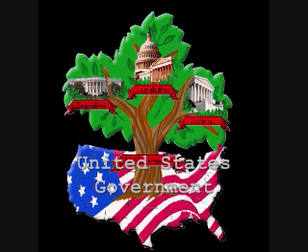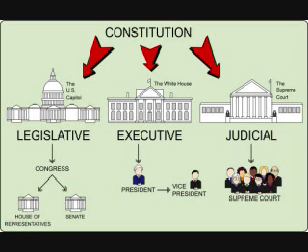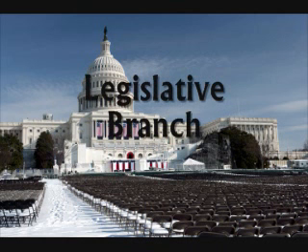The three branches of the United States government. The three branches of the United States government were established by our Constitution. The legislative branch, which is represented by the Congress, is made up of the Senate and the House of Representatives.